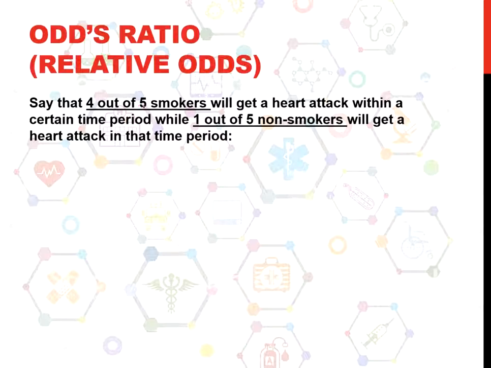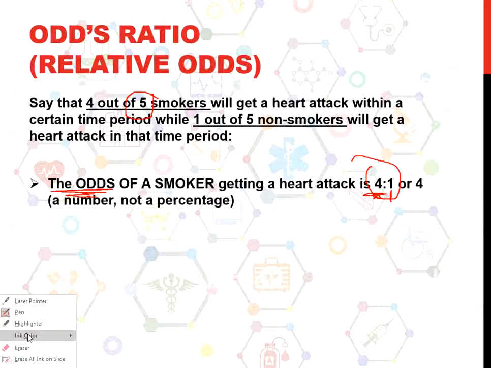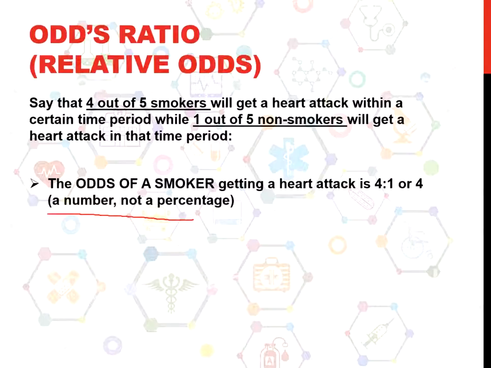Okay, sabi. So, 4 out of 5 smokers will get a heart attack. So, ibig sabihin, 4 out of 5 of the time, magkaka-heart attack siya. So, 4 divided by 1, makukuha natin yung ating odds. Odds yan na odds. So, total nito, 5, diba? So, 4 times daw pwede magka-heart attack at 1 yung hindi siya magkaka-heart attack. So, 4 divided by 1 equals 4. So, yet again, a number and not a percentage. So, yun ang ating odds.